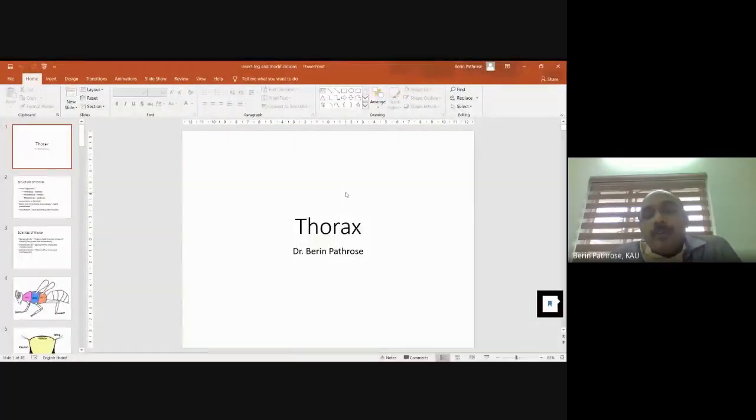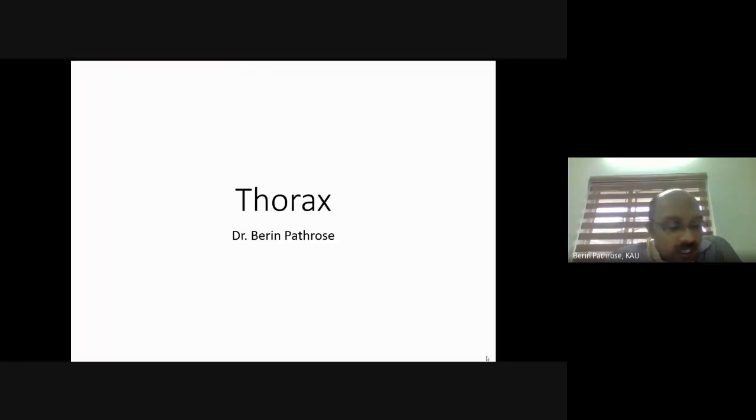So today we will be discussing the second tagmata of the insect, that is the thorax. We have completed the head, the first tagmata, that is the insect head. We are moving on to the second tagmata, that is the thorax.